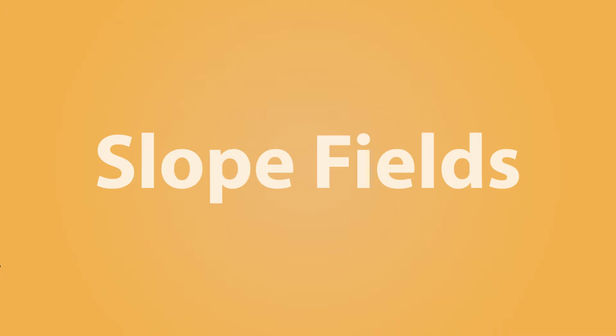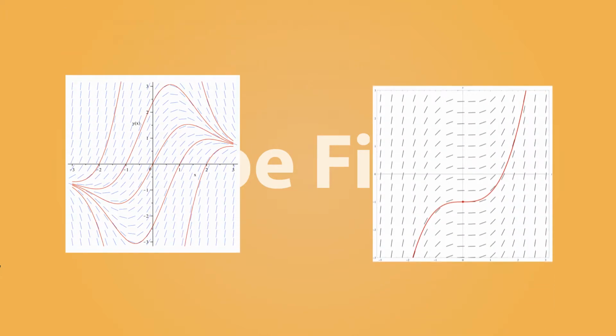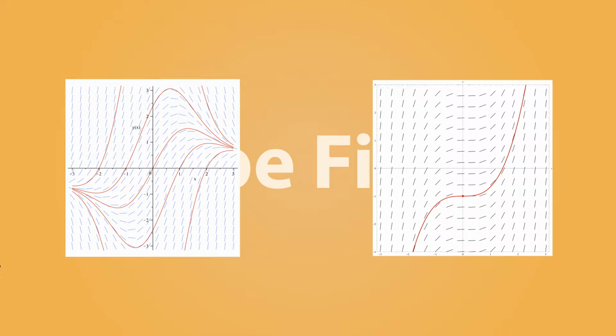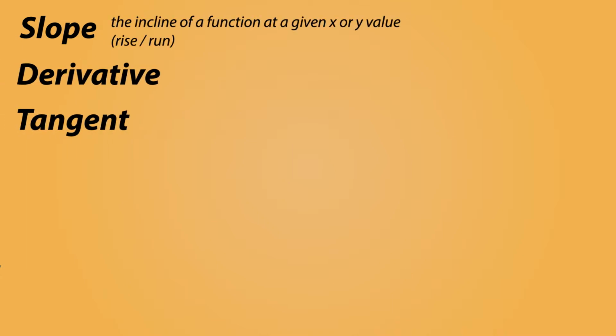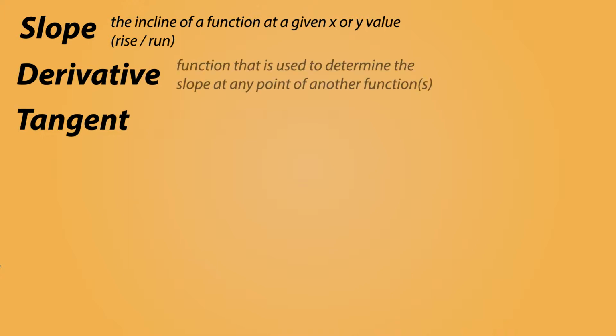A slope field is a graph that shows you possible solutions to various functions. We'll first need to define some terms. The slope is the incline of a function at a given x or y value, or the rise over run. The derivative is a function that is used to determine the slope at any point of another function or functions.